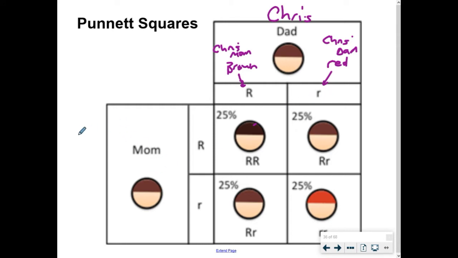Same logic here. This is my wife. Her name's Melissa. And Melissa from, say, her dad. So Melissa's dad gave her a brown gene. Melissa's mom gave her a red gene. So what color is Melissa's hair? Brown. Because who wins in the brown-red fight? Brown. Brown's dominant.